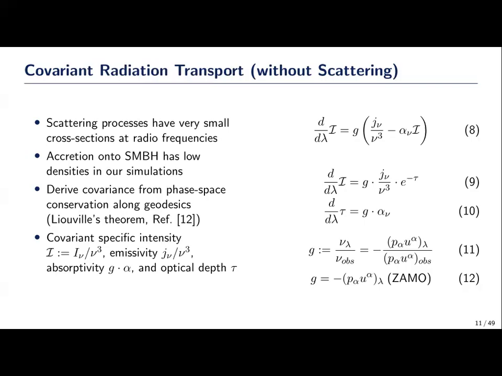The equations we mentioned previously are not covariant. Thankfully, it was shown plenty of times, but in a famous paper from Younsi, where he briefly showed that by using Liouville's theorem, we can derive covariant coefficients for the radiation transport. Equation 8 is mathematically correct. That's exactly what we want.